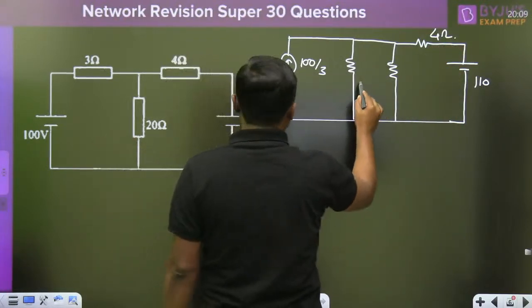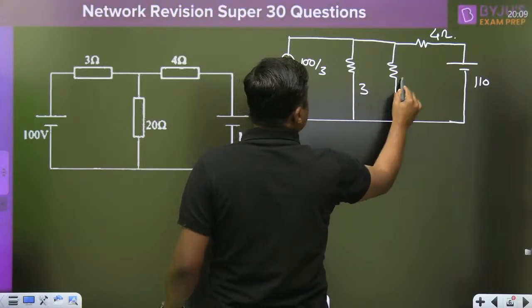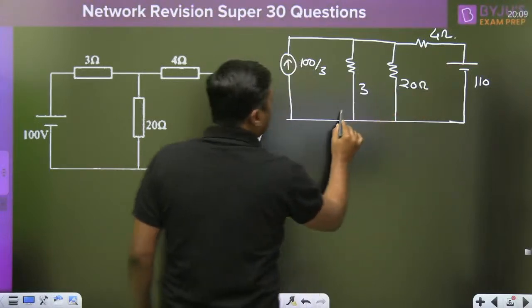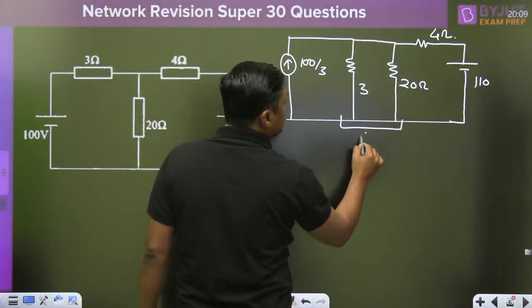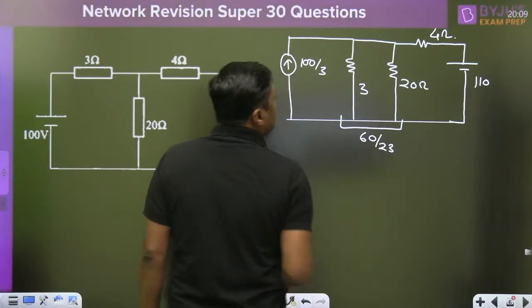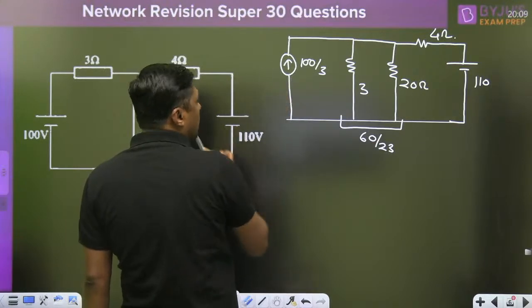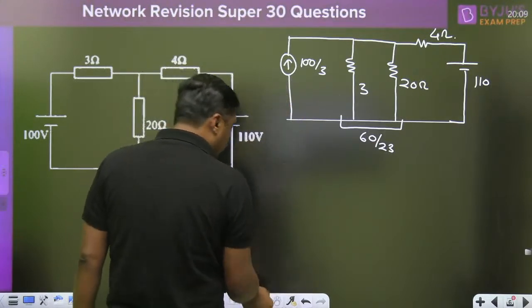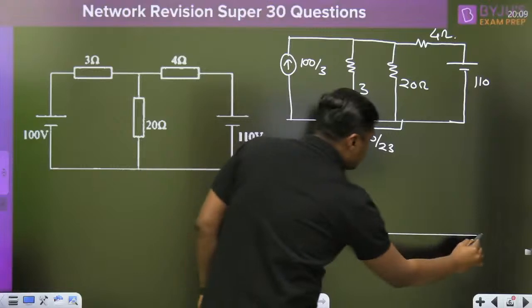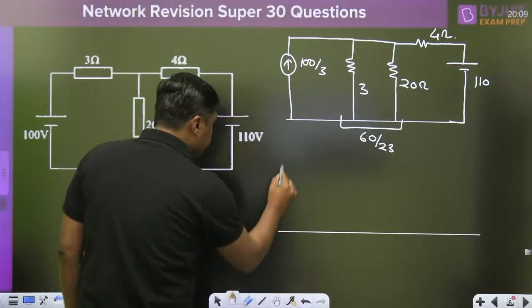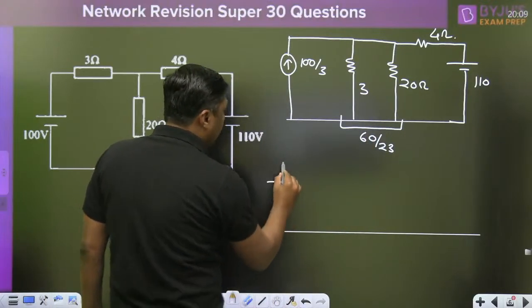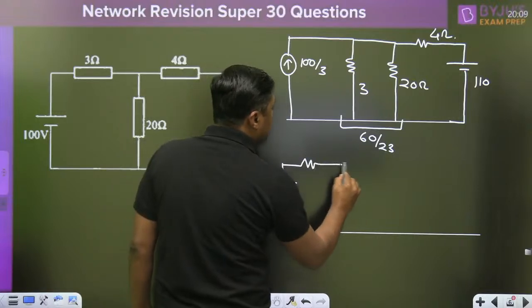This is the 20 ohm, this is the 3 ohm, this is the 20 ohm. Now 20 and 3 are in parallel, that is 60 by 23. 60 by 23 multiplied with 100 by 3, this will again be converted into a voltage source. So what is the voltage source here? And resistor.